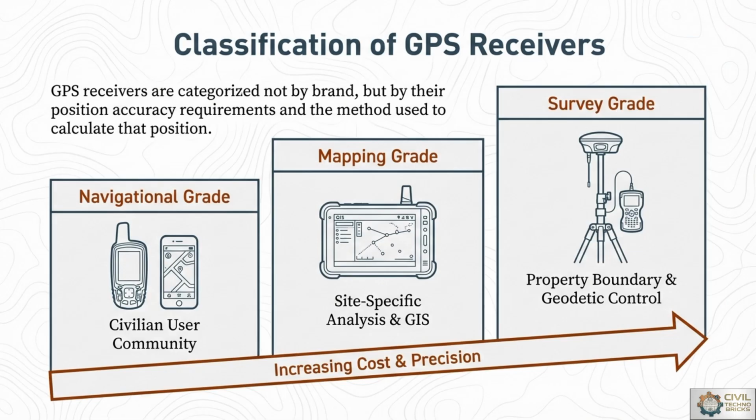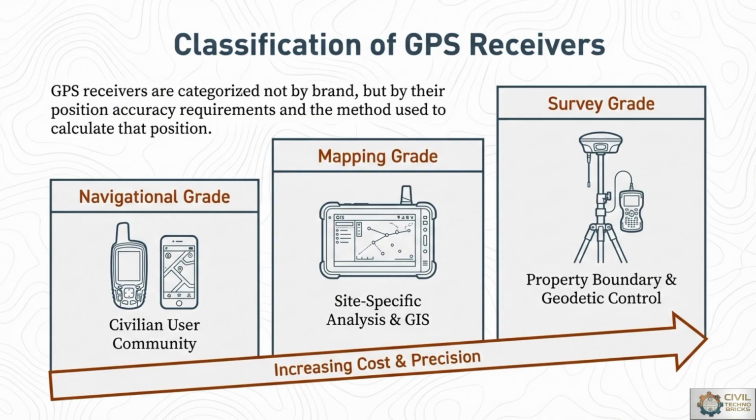The classification of GPS receivers is of three grades: navigational grade, mapping grade, and survey grade, with increasing cost and precision. GPS receivers are categorized not by brand, but on the basis of position accuracy requirements and the method used to calculate that position.